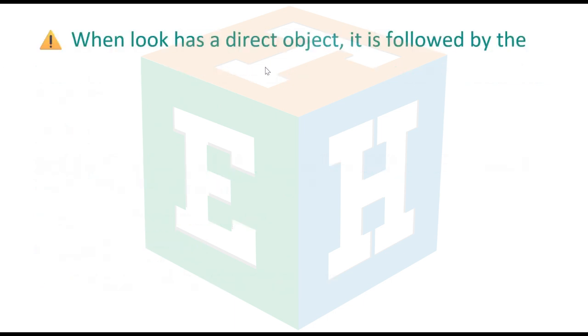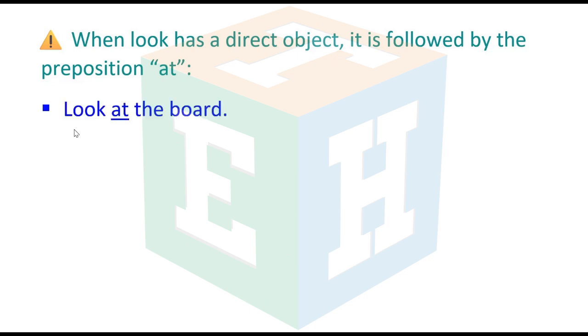When look has a direct object, it is followed by the preposition at. Look at the board. This is correct. Look the board. This is wrong.